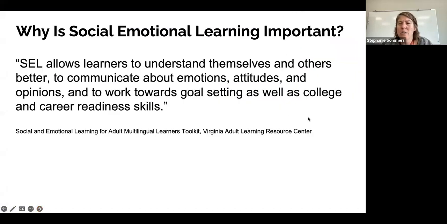So why is social and emotional learning important? SEL allows learners to understand themselves and others better, to communicate about emotions, attitudes, and options, and to work towards goal setting, as well as college and career readiness skills. So this information comes from a resource that we'll be looking at later on. It was developed by Virginia Adult Learning Resource Center, and it is called the Social and Emotional Learning for Adult Multilingual Learners Toolkit. It's quite a mouthful.